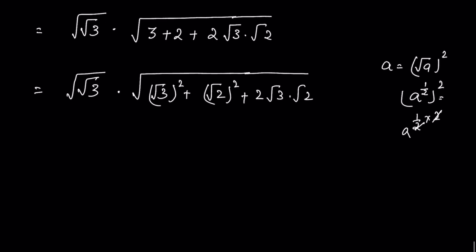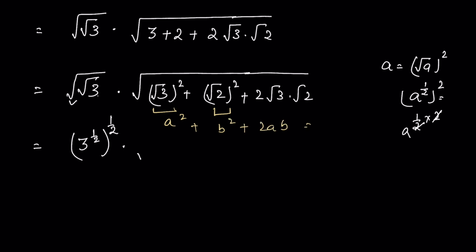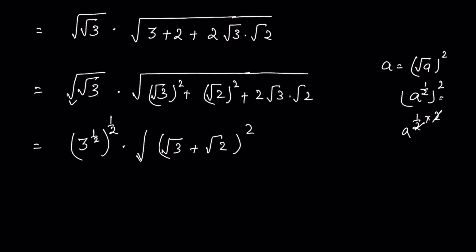This we can write as 3 raised to the power of 1 upon 2 for the square root, and for this square root again raised to the power of 1 upon 2, then times, if square root of 3 is a and square root of 2 is b, then it is in the form of a square plus b square plus 2ab, and this is equal to a plus b whole square. So it will be square root of 3 plus square root of 2 whole square, under square root.